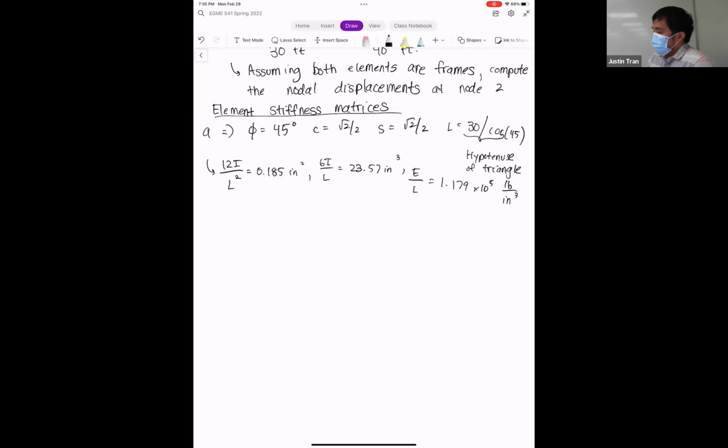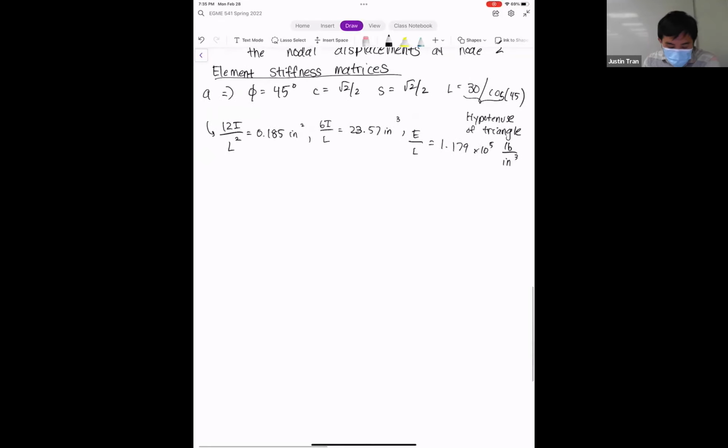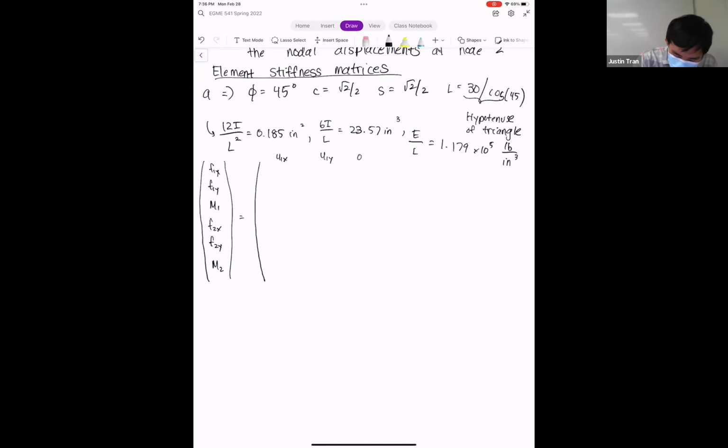Unfortunately, this problem has a lot of unfriendly numbers, and none of the entries are going to be 0, so it would probably take quite a while to compute everything. I'm going to write this one out, because all the other elements we looked at in the previous example were 90-degree angles, and this one is a little bit unique. But then I'm going to skip to the assembly after that. So for this element stiffness matrix, we have F1x, F1y, M1, F2x, F2y, M2, and then we have U1x, U1y, theta 1, U2x, U2y, theta 2.